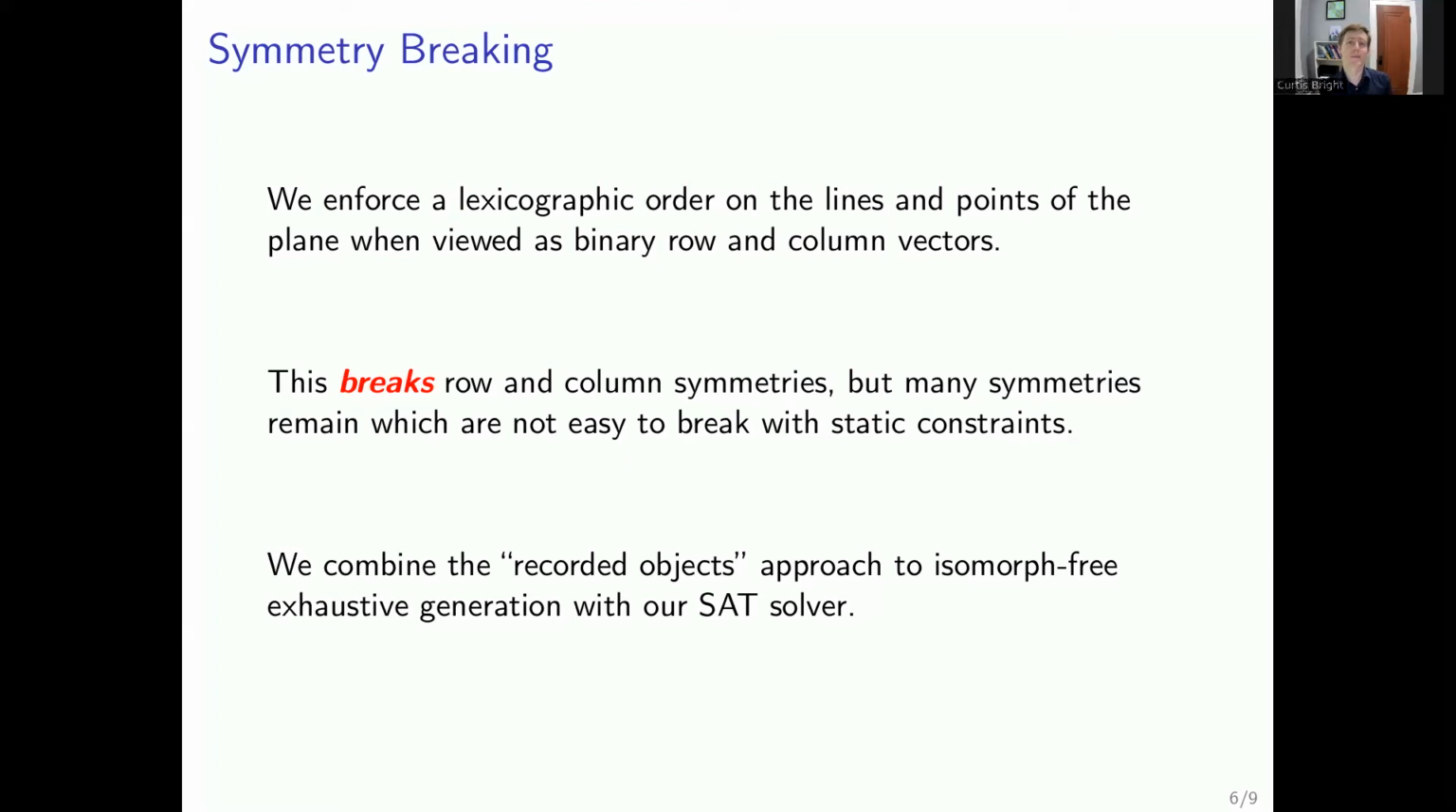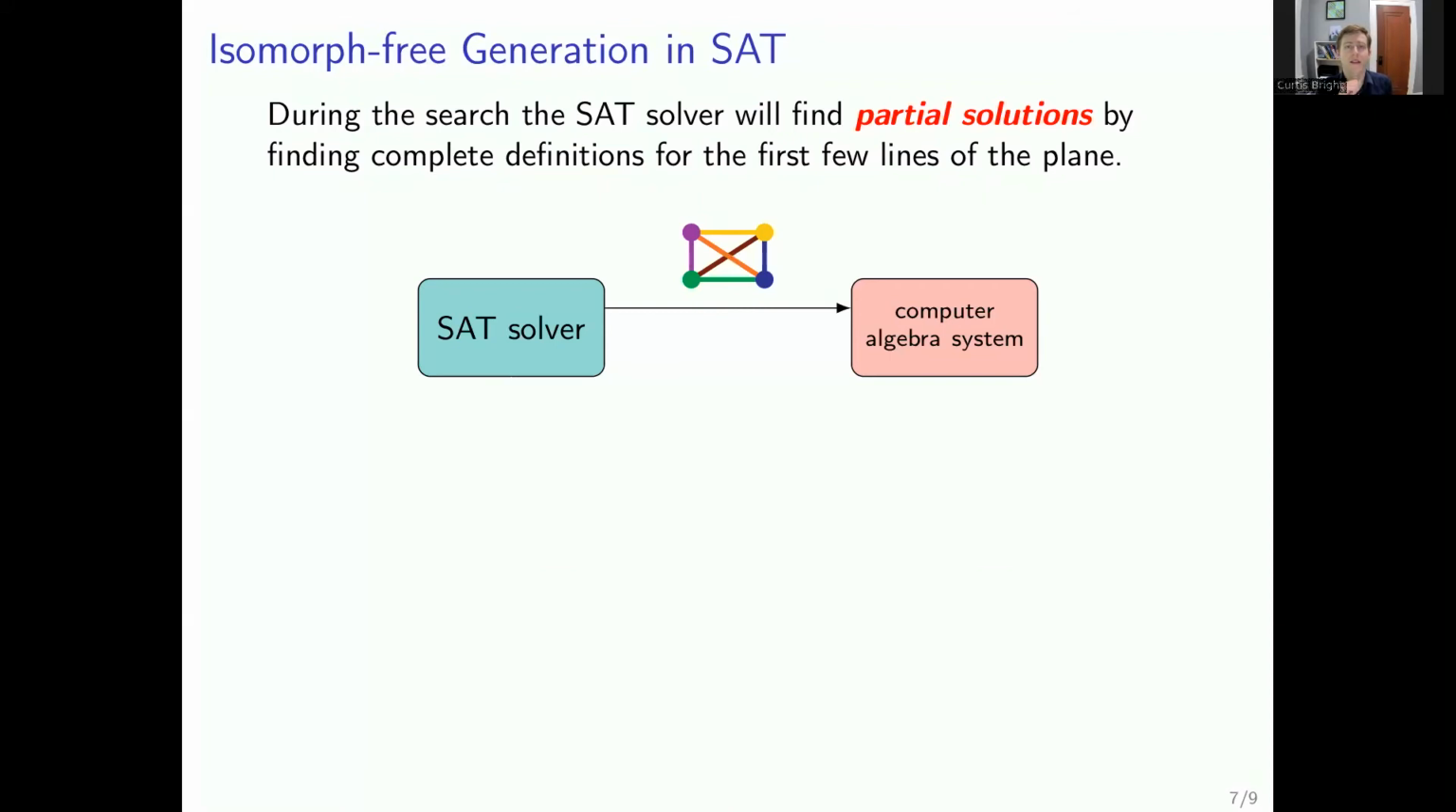However, there are still many symmetries which exist in the search space, which nobody has any known simple way to break. There are still going to be many symmetries which are not captured by this lexicographic ordering. So this is where we go to the recorded objects approach to isomorph-free exhaustive generation, and this is how it works.